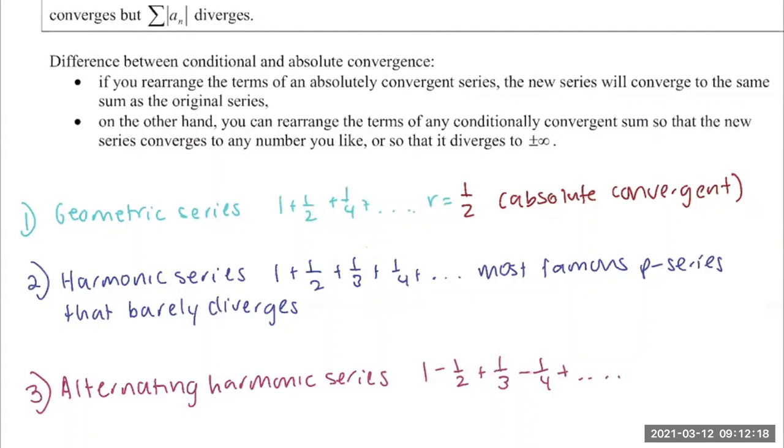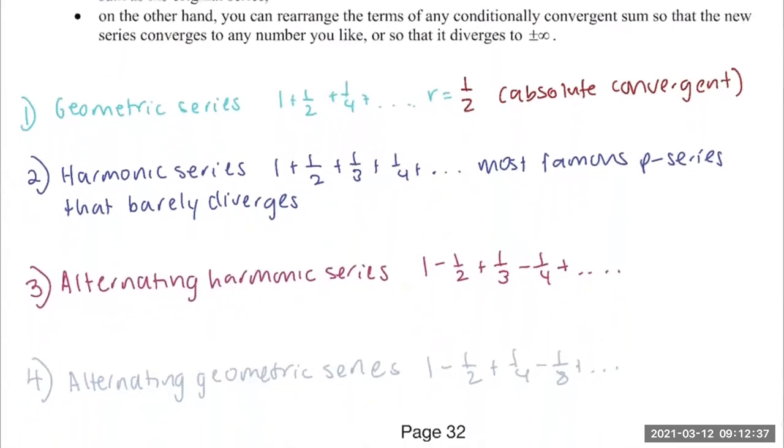So this is the most famous p-series that barely diverges. And when you are memorizing those conditions, remember for the p-series, if it's bigger than 1, it converges. The border value was 1. The border value of 1 results in the harmonic series. Then now we introduce what happens when you have negative terms.